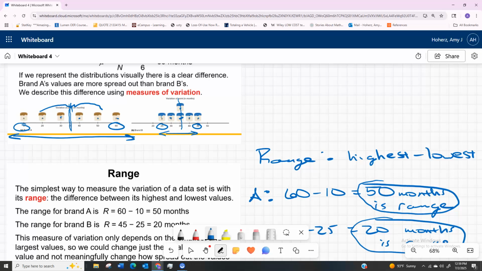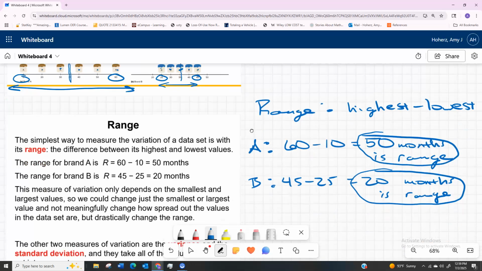And then of course the same thing with brand B. We only use the 25 and the 45. It doesn't take into account these ones that are in the middle, that we don't know if these are all close to 25, all close to 45, or if they're kind of spread out like these are. So when you do the range, the one problem with it is that it only takes into account the very highest and the very lowest values.